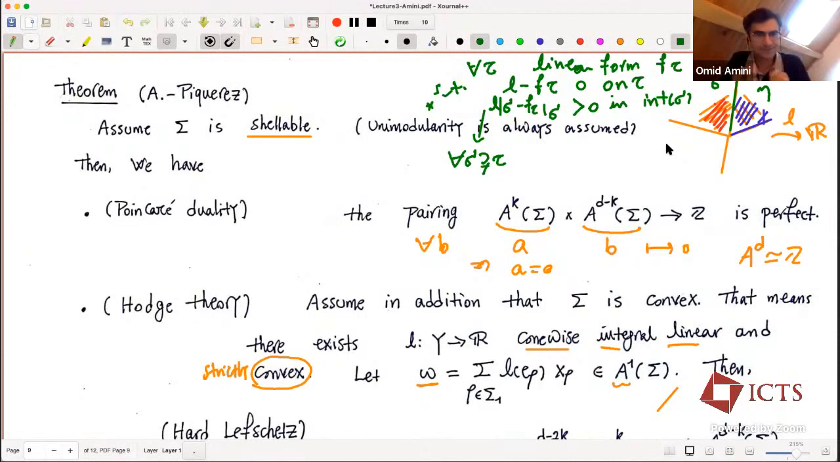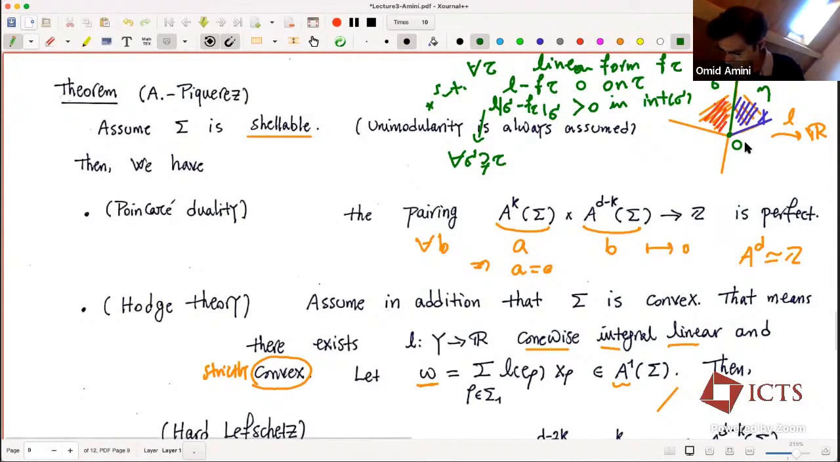What is tau? It's any cone, for any cone. In particular, if you take tau to be zero, it means that there is a linear function on the full space such that you change your function by a linear function, and then the function becomes positive on all cones.